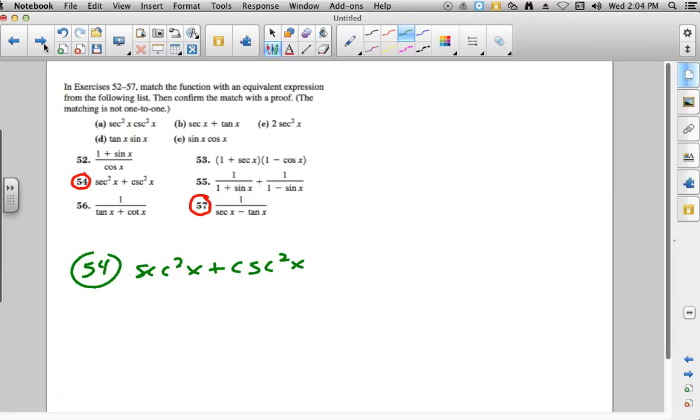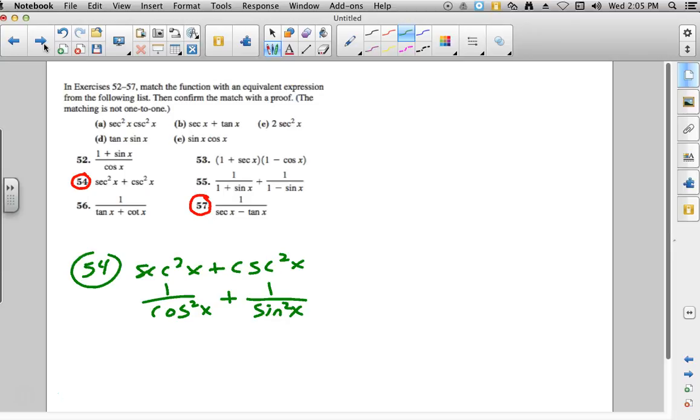So what I'm doing is I'm thinking about that list that I see up there and how I'm going to make that happen. And most of the time when we don't know where to go, it's just a really good idea for us to go ahead and change this into sine and cosine. So we would have 1 over cosine squared x plus 1 over sine squared x. And that would be a good place for us to start to see what's going to happen.